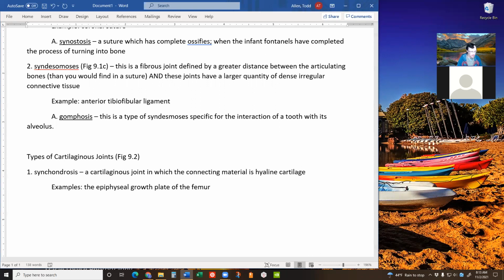All right, number 2 here, the second category of cartilaginous joint would be a symphysis. Okay, not a symphony, but a symphysis. Okay, a symphysis is a cartilaginous joint in which the ends of the articulating bones are themselves covered with hyaline cartilage. But in between those pieces of hyaline cartilage on the articulating bones is another sheet of fibrocartilage. So take a look at the pubic symphysis, which you may recall from your study time for lab exam 1.